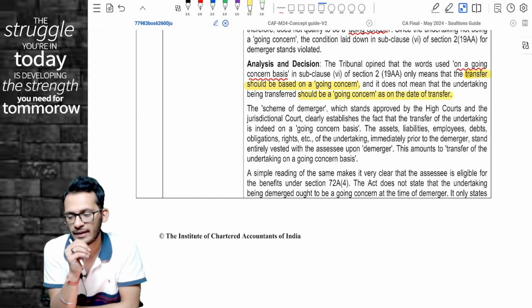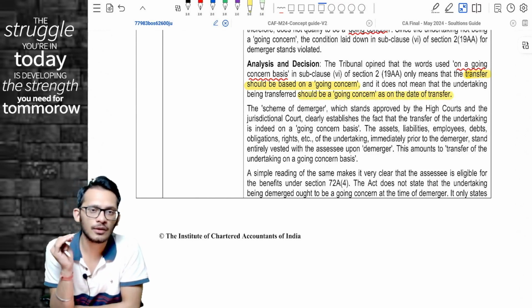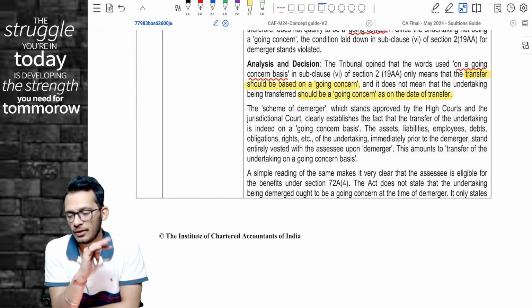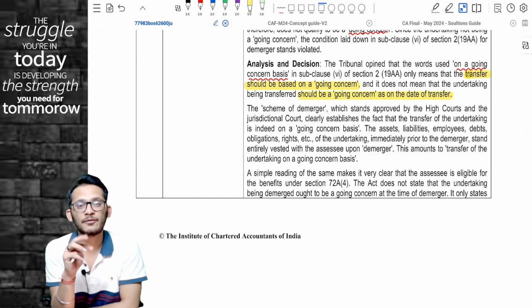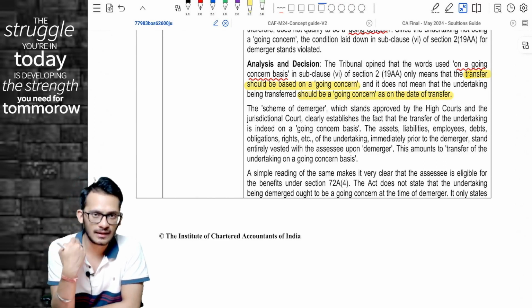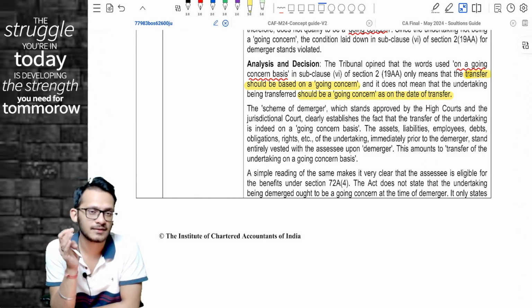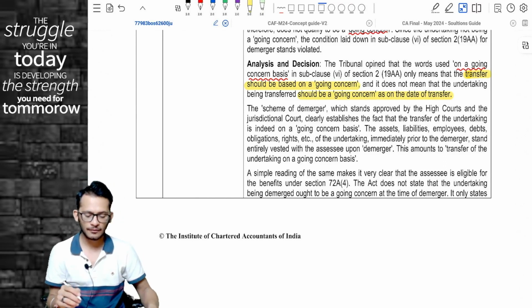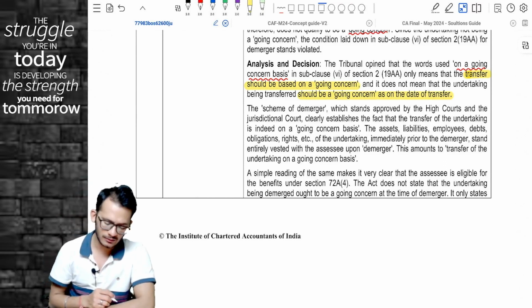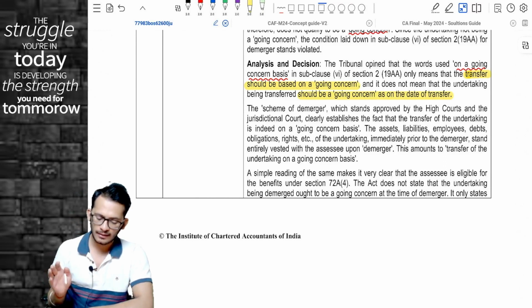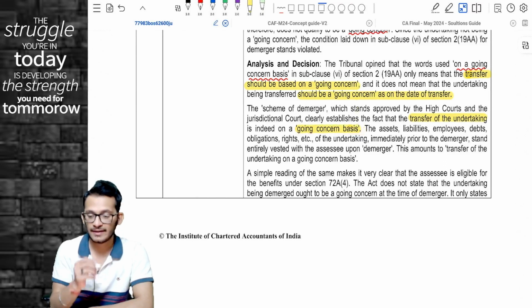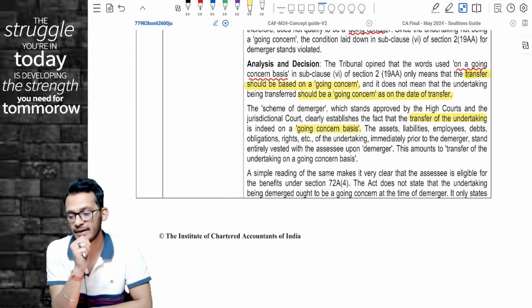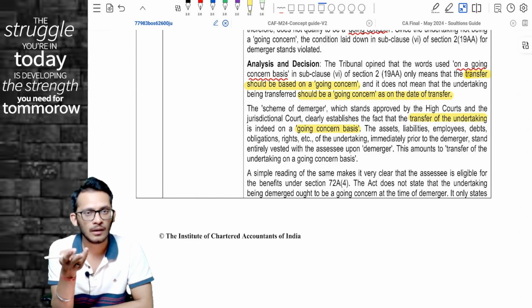They are saying that the transfer should take place on a going concern basis. No one has ever told you that the undertaking should be a going concern. Yes, there is a difference between the undertaking being a going concern and the transfer taking place on a going concern basis. What is the difference? The scheme of demerger, which stands approved by the high courts and the jurisdictional courts, clearly establishes the fact that the transfer has taken place on a going concern basis. Meaning, when the court itself is approving the demerger, it is obvious that the demerger is on a going concern basis.